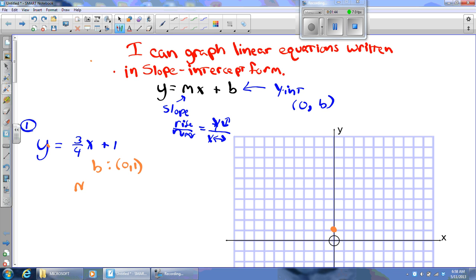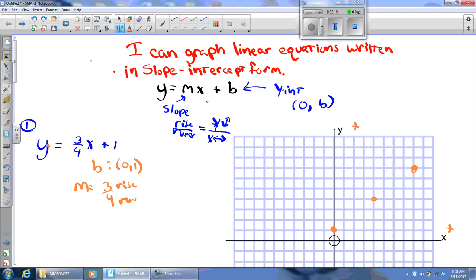Now I do my slope. It's the coefficient on x, the number in front of x. And I like my slope to be a fraction. I've got a fraction, so it's 3/4. So I'm going to rise 3, and I'm going to run 4. So I'm going to go up 1, 2, 3, and then to the right 1, 2, 3, 4. How did I know to go up and right? Well, the 3 was positive, so I went up 3, and the 4 was positive, so I went right 4. I can do it again. 1, 2, 3, 1, 2, 3, 4.